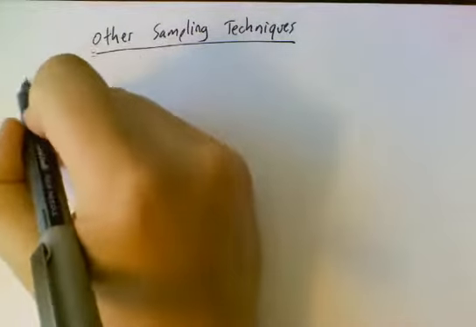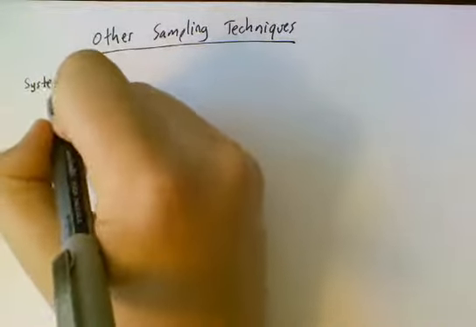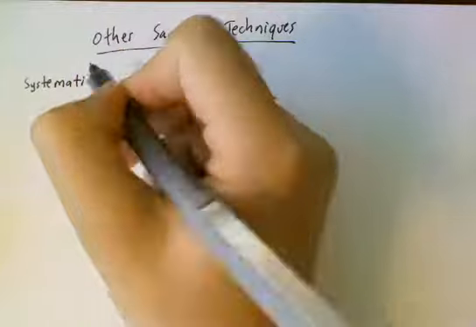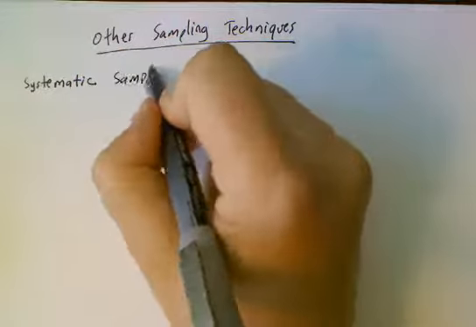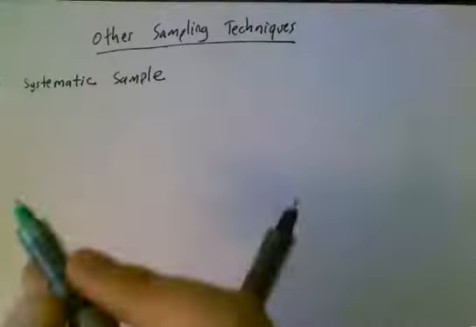While simple random samples are sort of the gold standard of sampling, they're not always possible, or even if they're possible, they're not always feasible. So there are a couple of other types of sampling techniques that we're going to go over in this lesson. The first is a systematic sample.